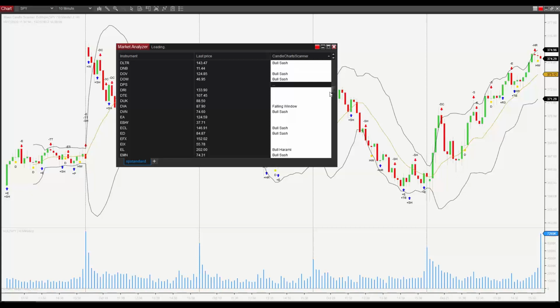He has a watch list of ETFs that he will scan just the ETFs because he likes trading those and the options off of them. So you can set up whatever you'd like as far as what you want to scan for.